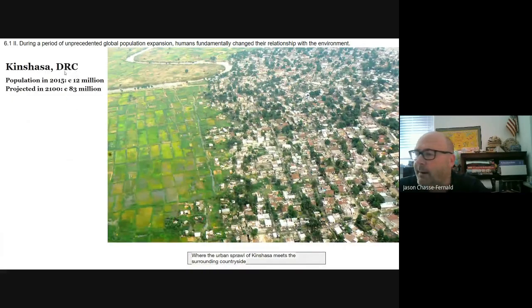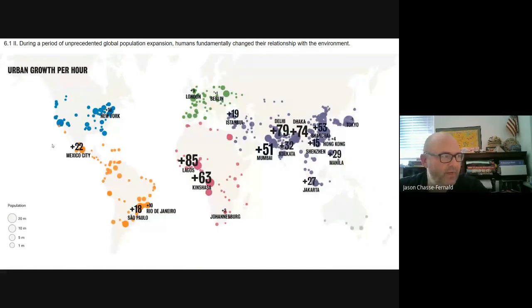The Democratic Republic of Congo, population estimates from 12 million to 83 million this century, one of the fastest growing places on the planet. Africa, Sub-Saharan West Africa, Central West Africa, South Asia. And I'm going to guess this number is probably increasing with the abandonment of the one-child policy in China. You're probably going to see that number increasing.